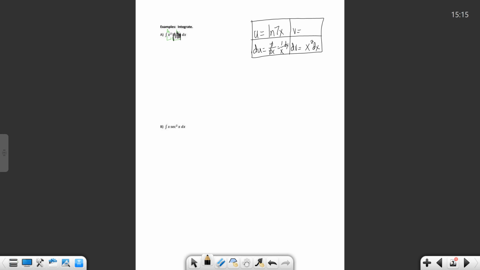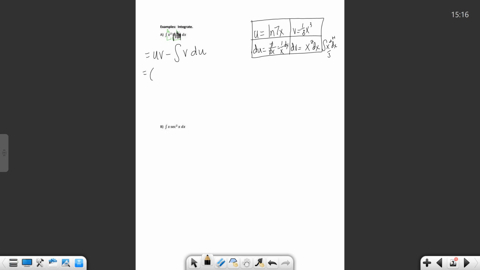Then we have to figure out v. When you've got u, you take the derivative to get du. When you've got dv, you have to integrate it to get back up to v. So I need to integrate x squared dx. You just do the power rule: add 1 to the power and divide by the new power. You don't put the plus C right there. Once you get your box filled in, you're good to go. You've got to memorize your formula: the integral is going to be uv minus the integral of v du.